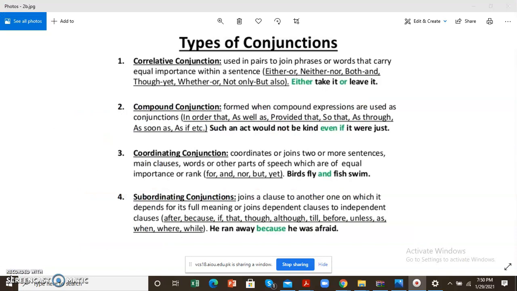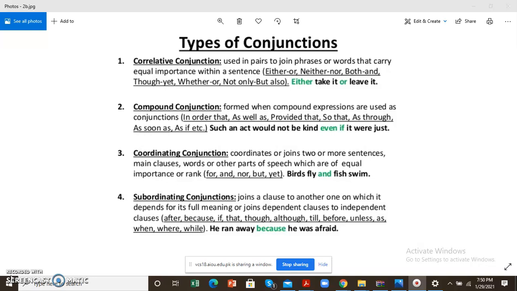So students, before we talk about coordinating conjunction and subordinating conjunction, I would like you to have a look at these four types of conjunctions. Overall, there are four types, but we will primarily focus on only the last two, right? But you need to just have a look at the correlative conjunction, which is used in pairs to join phrases or words that carry equal importance within a sentence. You can also work on compound conjunctions, which form when compound expressions are used as conjunctions: in order that, as well as, provided that, so that, as though, as soon as, if.